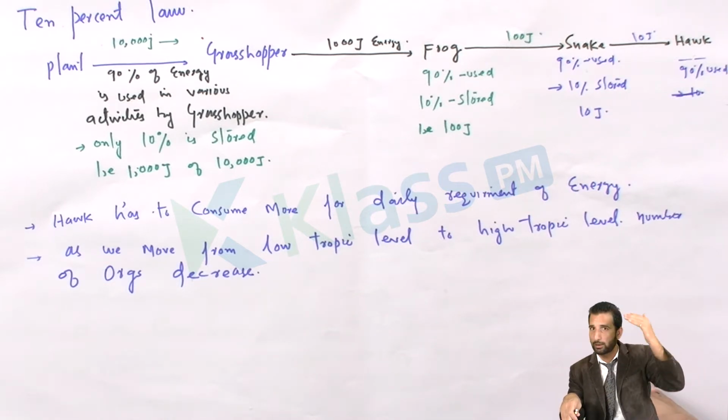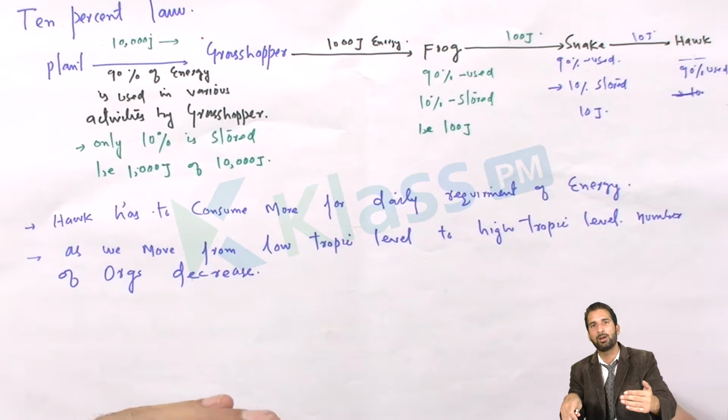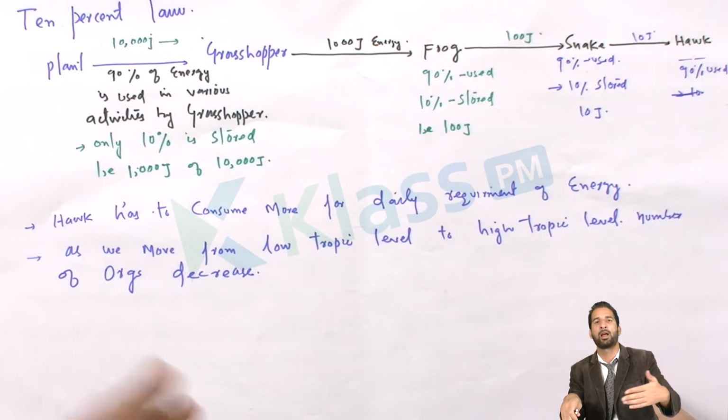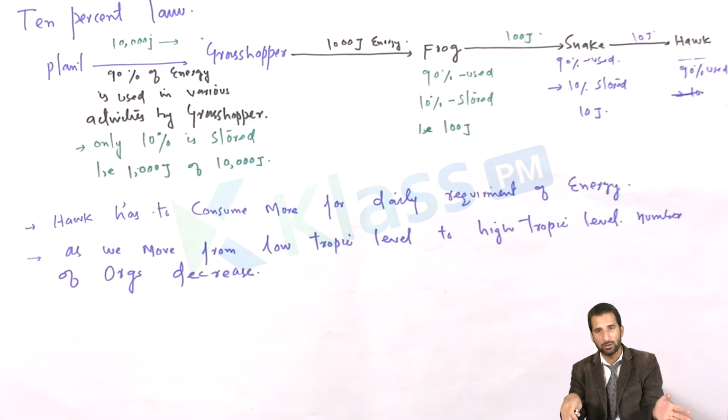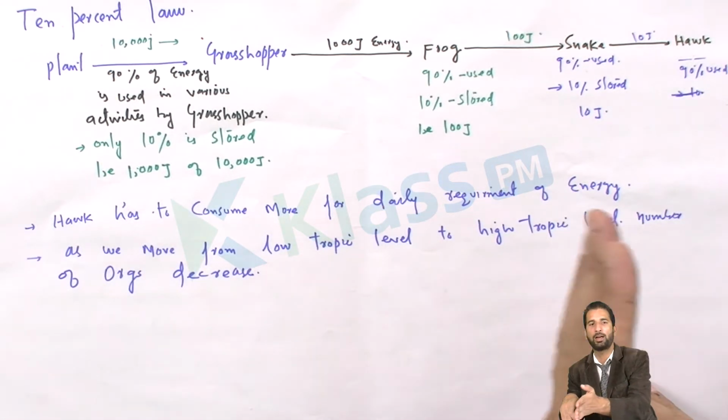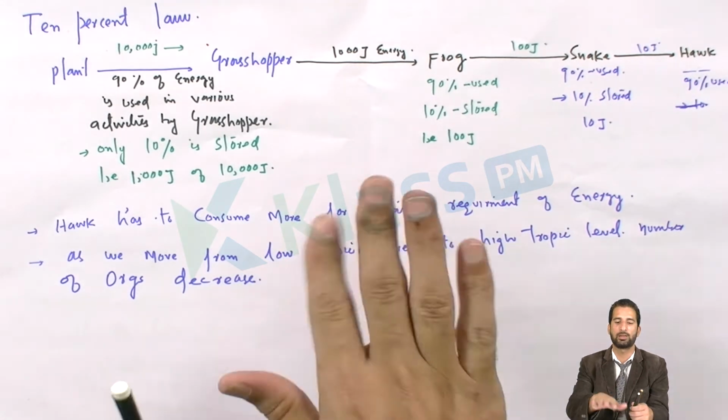So it means that at the lowest trophic level, the energy is highly available. High energy is available. See here, 10,000 joules of energy are available. But as we move from a low trophic level to a high trophic level, you can see the energy decreases.